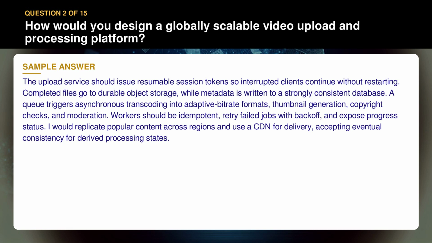A queue triggers asynchronous transcoding into adaptive bitrate formats, thumbnail generation, copyright checks, and moderation. Workers should be idempotent, retry failed jobs with backoff, and expose progress status. I would replicate popular content across regions and use a CDN for delivery, accepting eventual consistency for derived processing states.